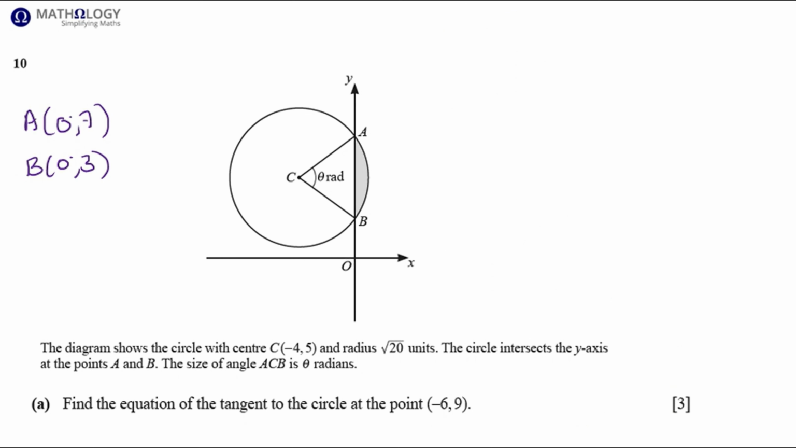Now, because we have a circle and we are dealing with tangents, we know that the radius of a circle is perpendicular to a tangent at the point of contact. So if we just estimate where the point (minus 6, 9) is, let's for argument's sake say it's over there. We draw a tangent at that point. We can't call it C, let's call it D. And we just join D to C, forming a radius.